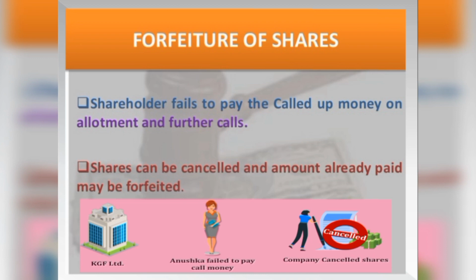The forfeited shares become the property of the company. The amount already collected on them is a gain to the company. So, if a shareholder fails to pay the called up money on allotment and further calls, his shares will automatically be forfeited. Shares can be cancelled and the amount already paid can be forfeited.